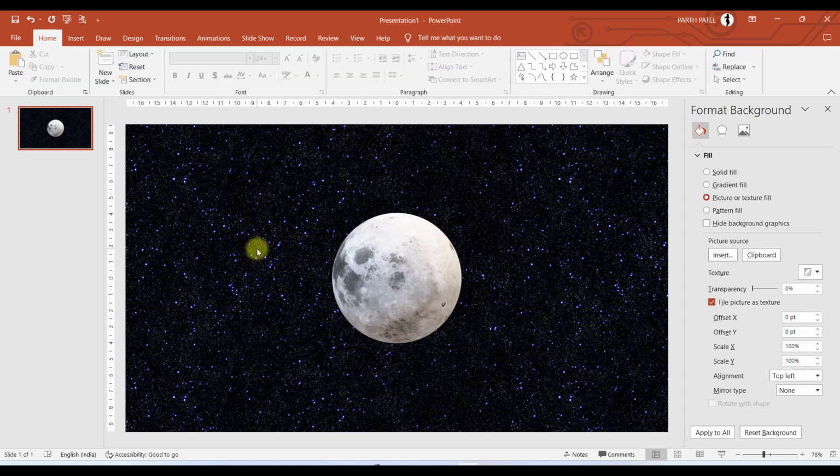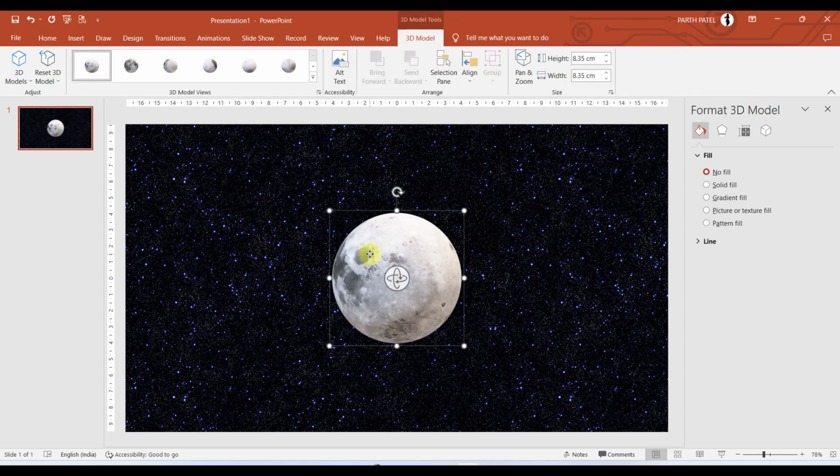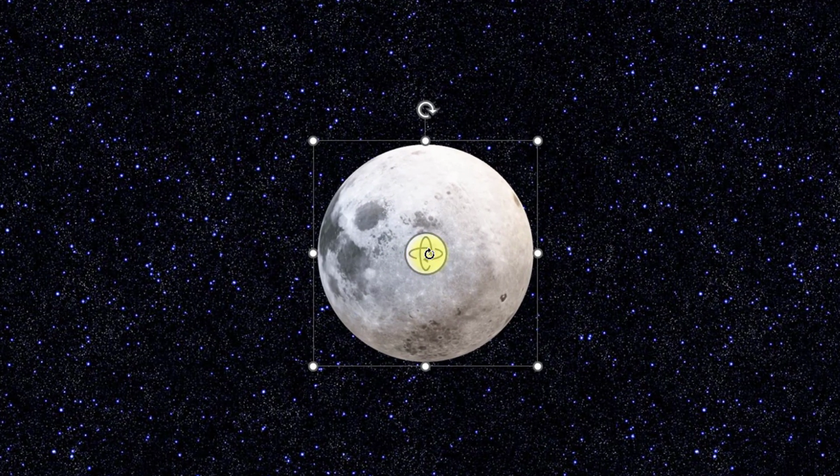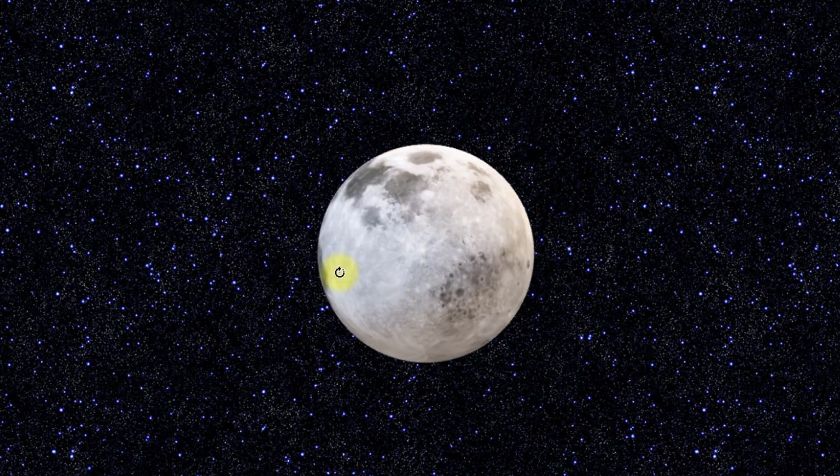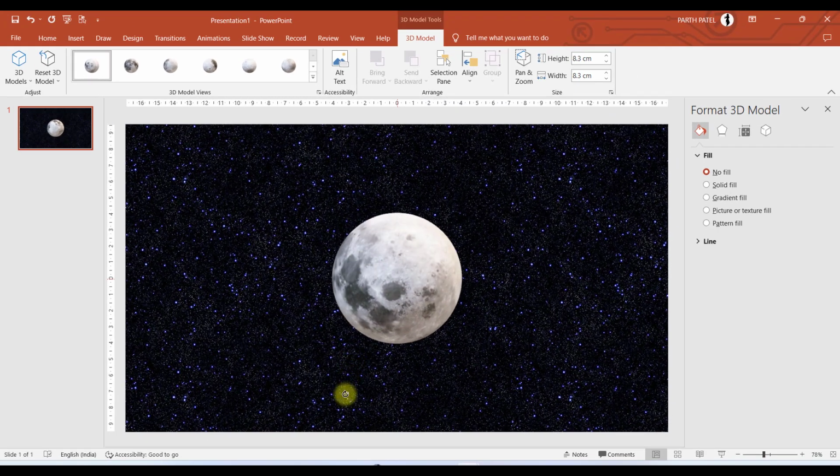Here you go. Now the difference between a 3D object or 3D model and an image which we insert is that we find a rotating option right in the center of the object. So with the help of this I can rotate this object like this.